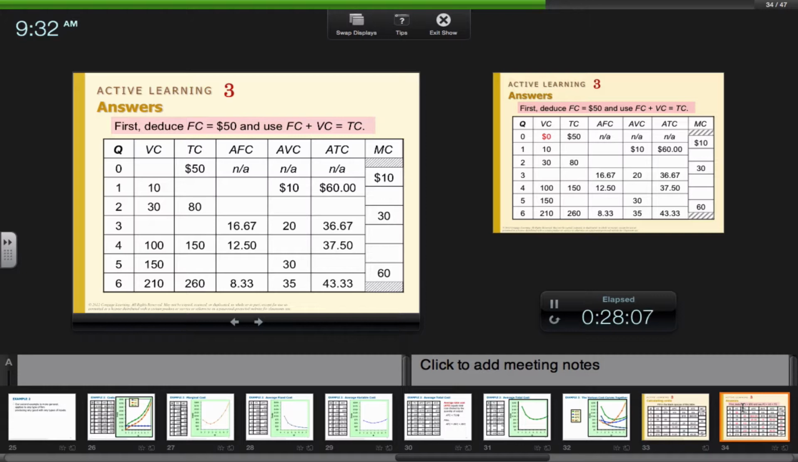You're going to have no variable cost at 0 productivity. So that's going to be 0. Fixed cost is 50. You can confirm that when your variable cost is 30 and your total cost is still 80.